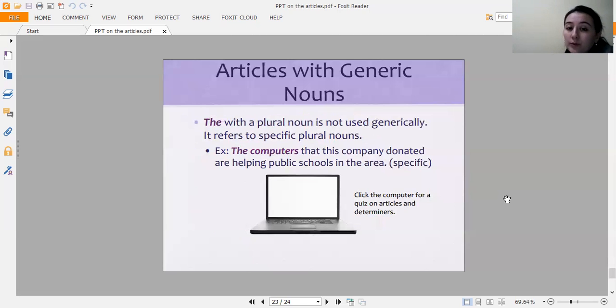So the with a plural noun is not used generically. Usually with plural nouns we don't use an article. It refers to specific plural nouns. The computers that this company donated are helping public schools in the area. If we use the article before plural nouns, this means that we are mentioning specific and exact things.